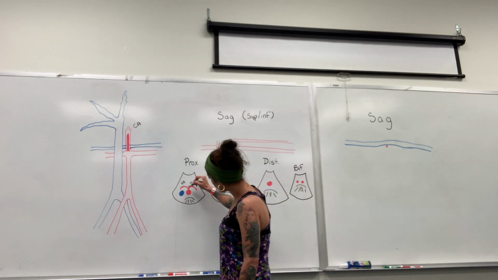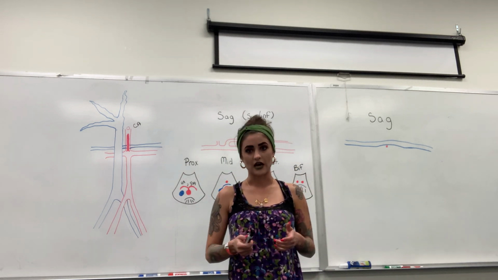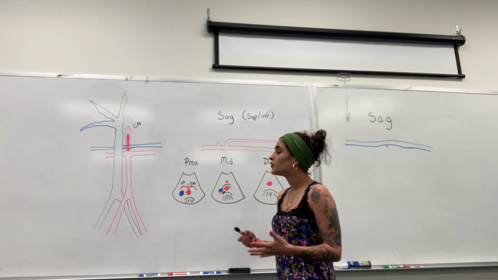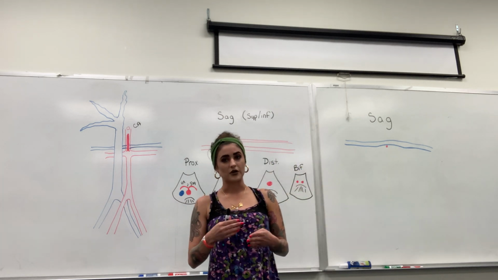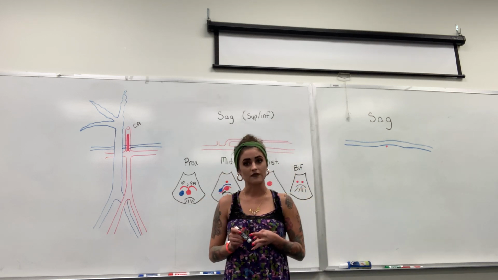Now finally, we have one little non-visualized sonographic artery as well, the left gastric artery. Again, we don't typically view it via ultrasound, but those are the three branches of the celiac axis. You're going to have the hepatic artery, the splenic artery, and then the left gastric artery.